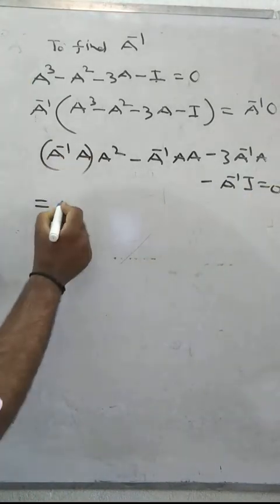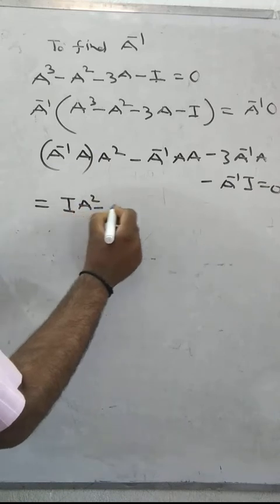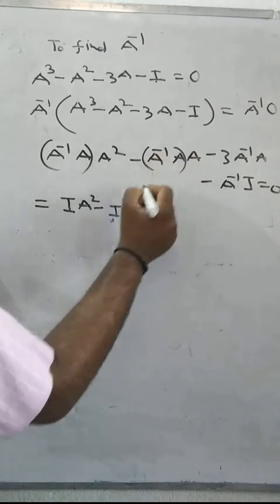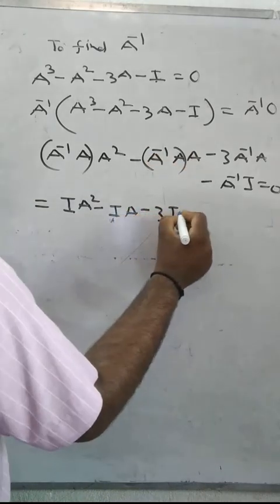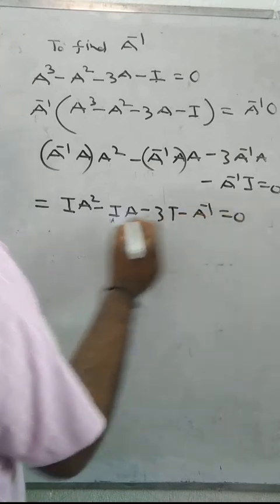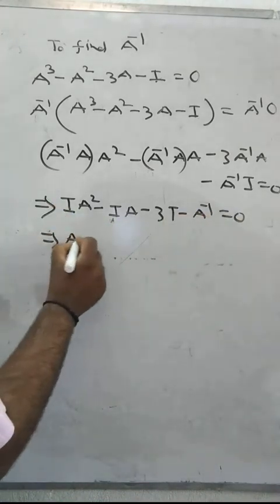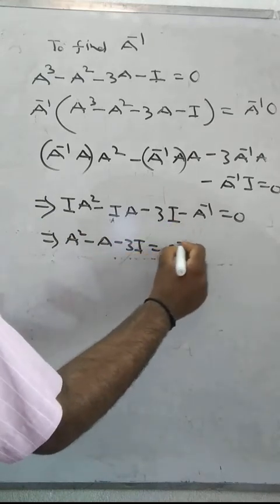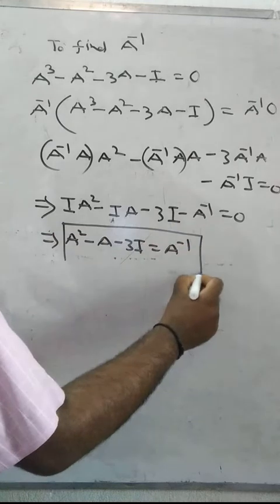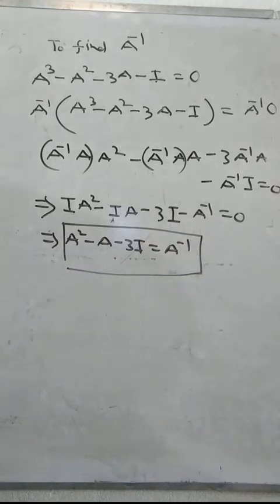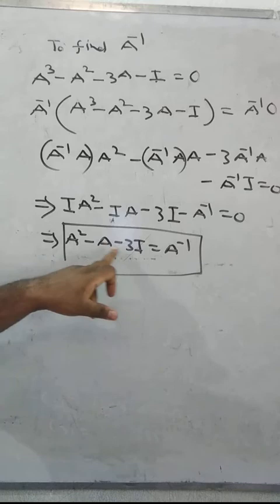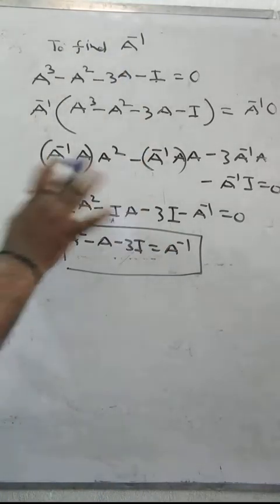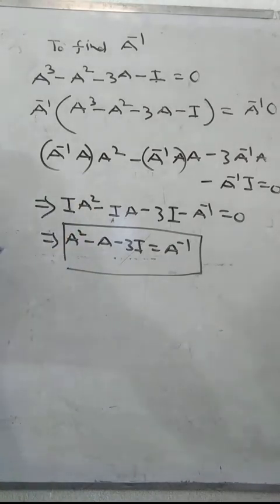So as we know, this becomes I into A square minus I into A minus 3I minus A inverse is equal to 0, or A square minus A minus 3I is equal to A inverse. This is the value of A inverse, and by putting the values of A square, A and 3I, we can easily get A inverse. So by using this equation, we only have to find A inverse.